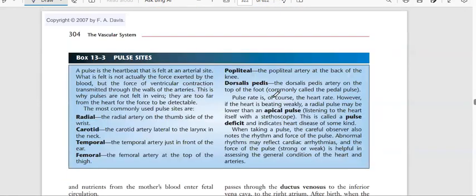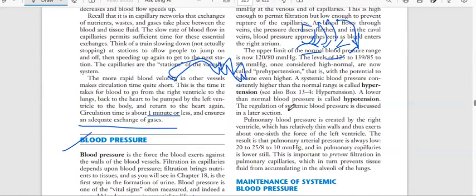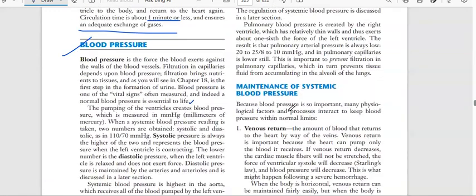Okay, so these are the important things. That's the reason we need to understand blood pressure. We have to study that. The pumping of the ventricles creates blood pressure, which is measured in mmHg, millimeters of mercury. So what is the full form of mmHg? Millimeters of mercury. When a systemic blood pressure reading is taken, two numbers are obtained, systolic and diastolic.